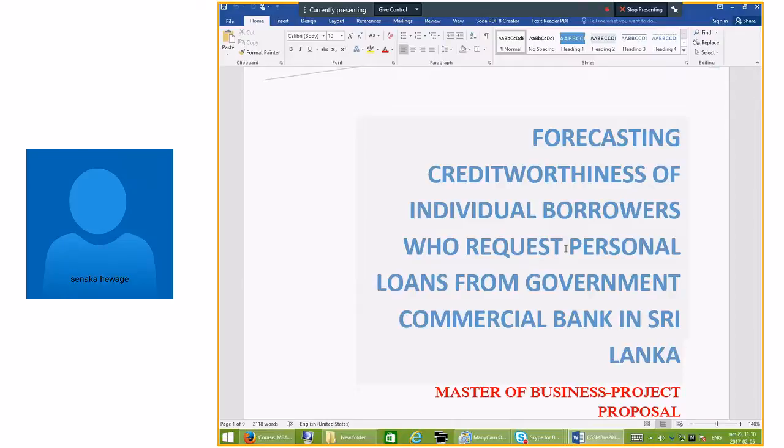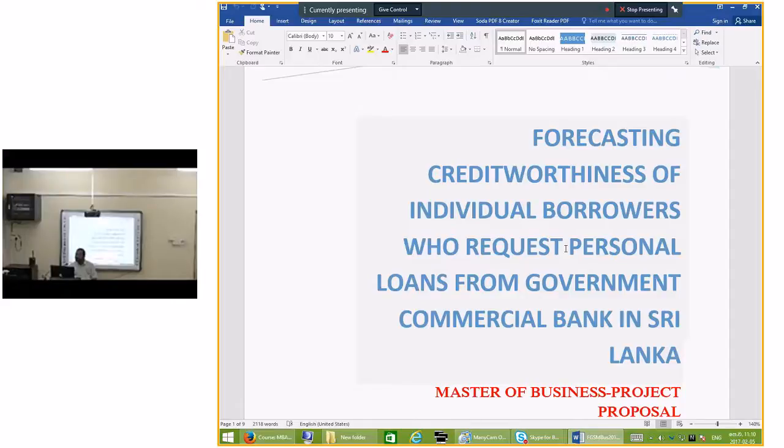A credit scoring model is developed to... Okay, wait a minute, Devagi. Now, the research topic: when I read it, forecasting creditworthiness of individual borrowers who request personal loans from government commercial banks in Sri Lanka, that is very long, too long. We don't use this type of topic in a research proposal.